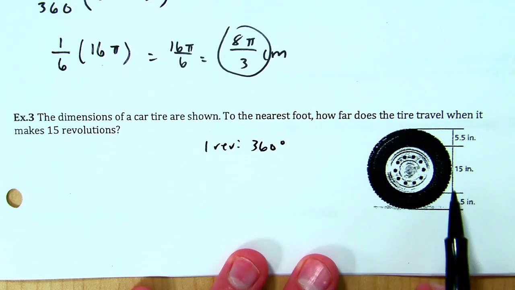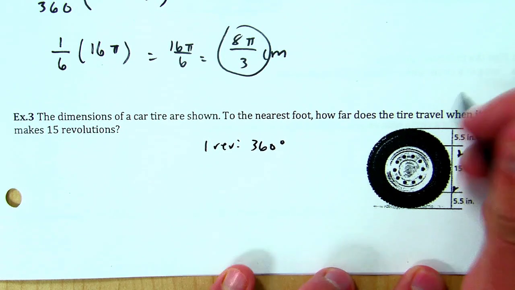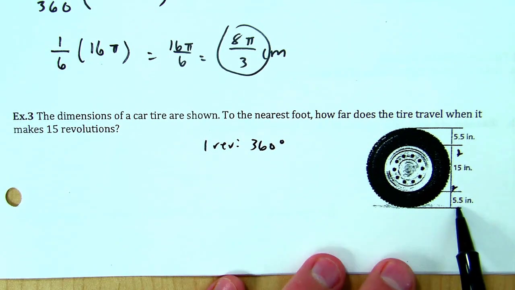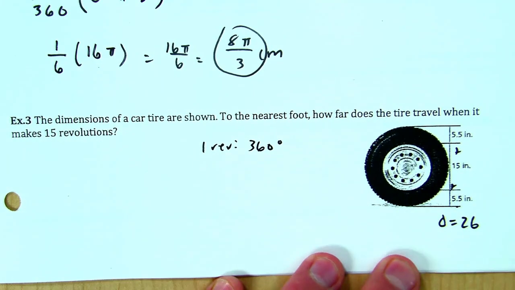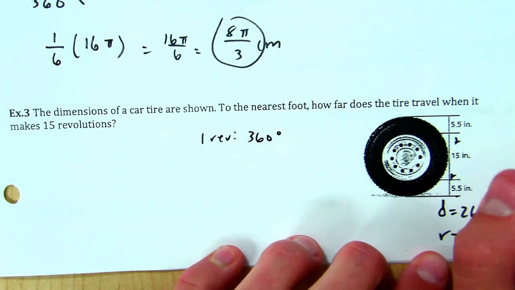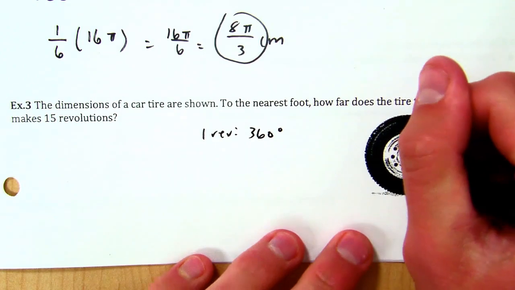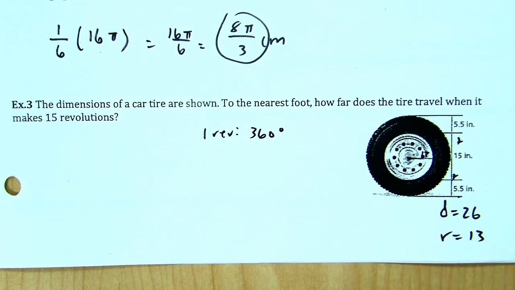Okay, it doesn't actually give you the radius here, but if you add these three things together, that will give you the diameter. So 5.5 plus 15 plus 5.5 is 26. So from top to bottom, it's 26. If your diameter is 26, then your radius is going to be half of that, which is 13. Okay? So that means that this distance from the center to any point on the circle would be 13. Now that we know our radius, that's going to be really helpful for us.